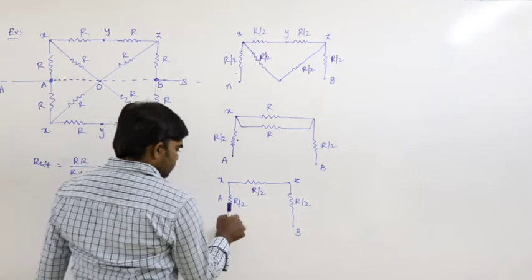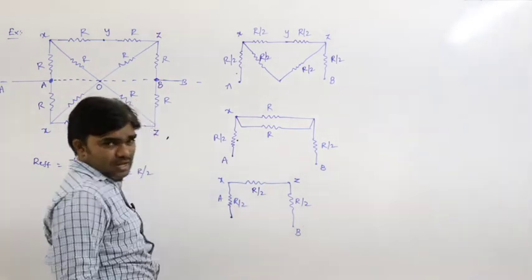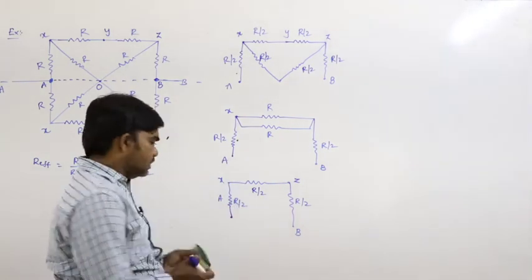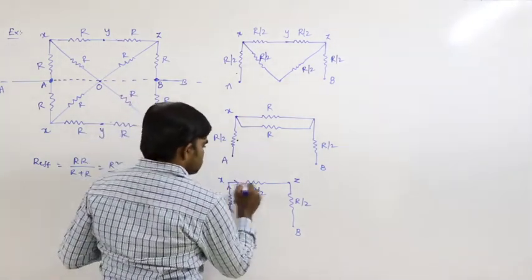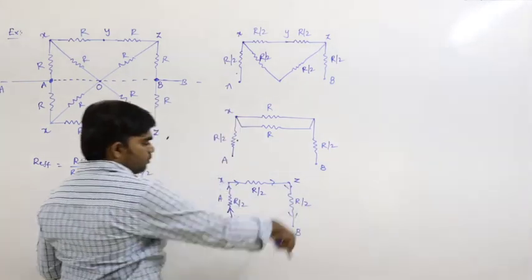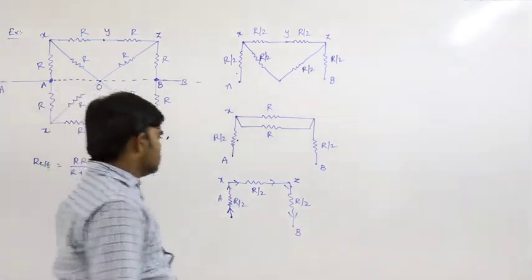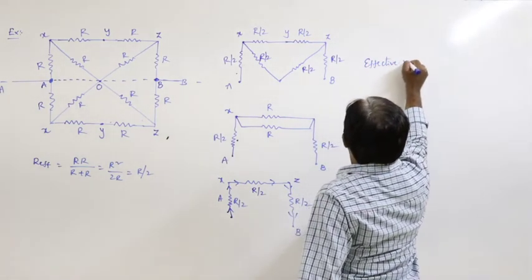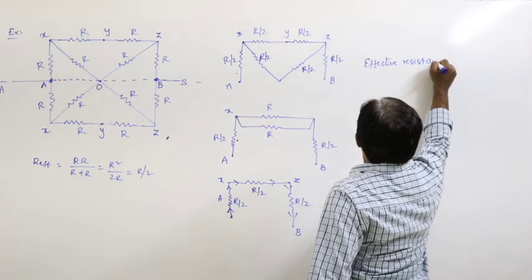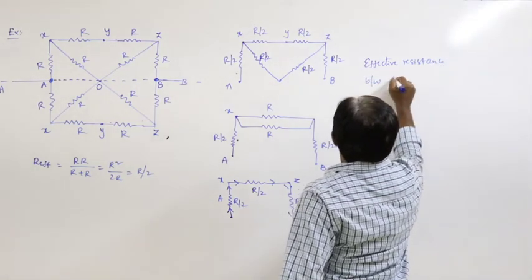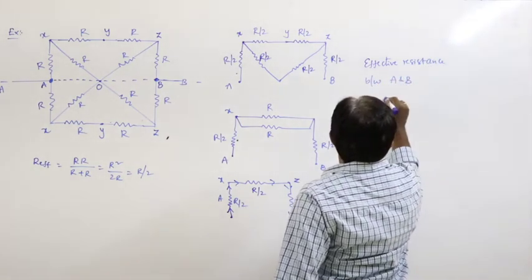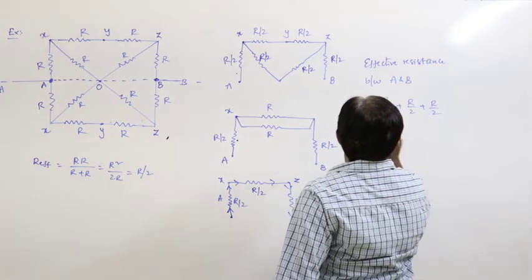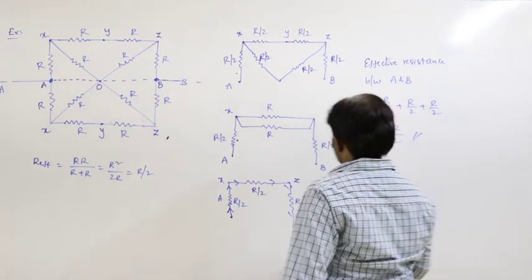So now these three are in series: R by 2, R by 2, R by 2. If the current flows like this, there is no division of the current. The same amount of current passes through all the resistances. So the effective resistance between A and B is equal to R by 2 plus R by 2 plus R by 2, that is equal to 3R by 2.